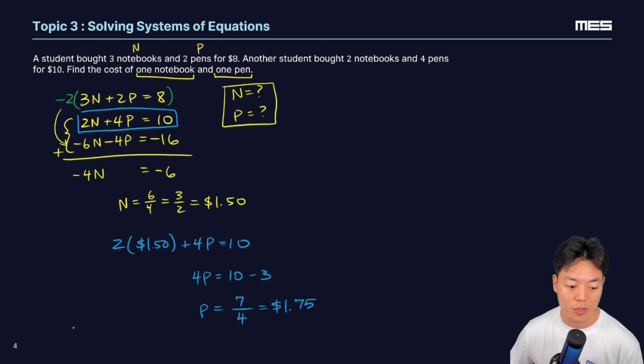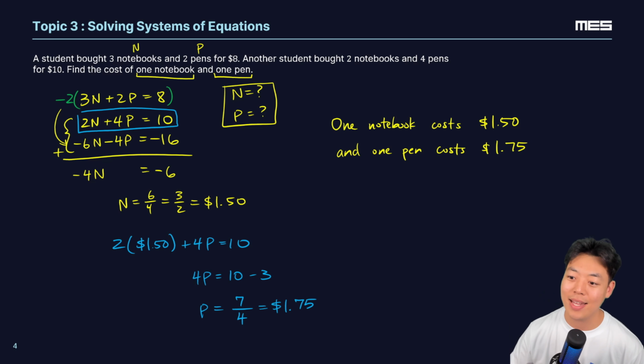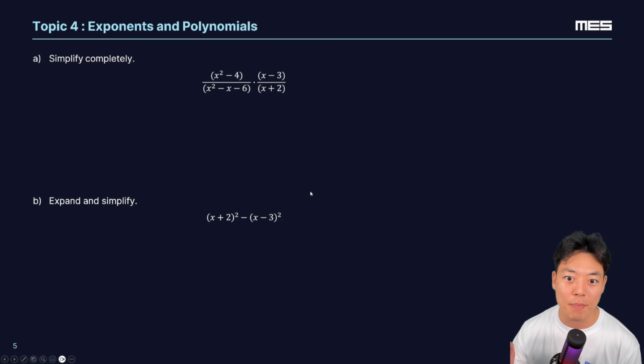So we have found that one notebook costs $1.50, and 1 pen costs $1.75. If you ask me, a little criminal that a pen costs more than a notebook, but sometimes that's just the way it goes. Topic 4, exponents and polynomials.